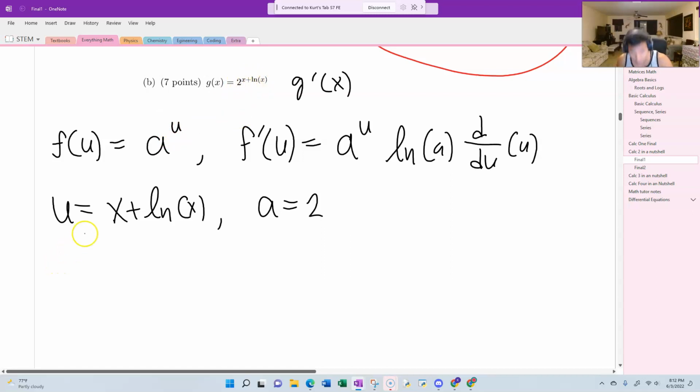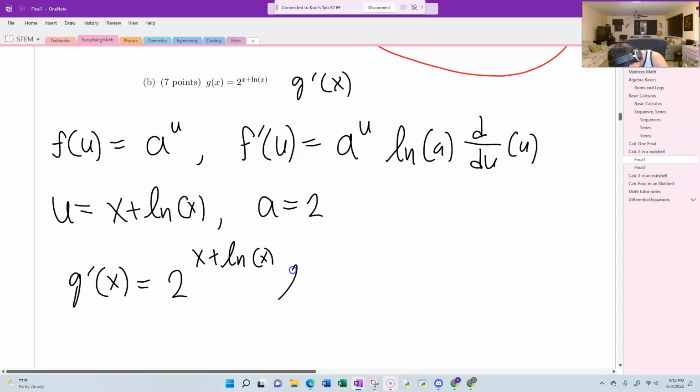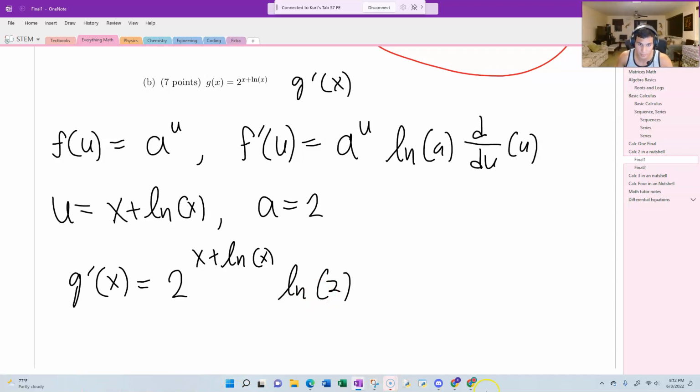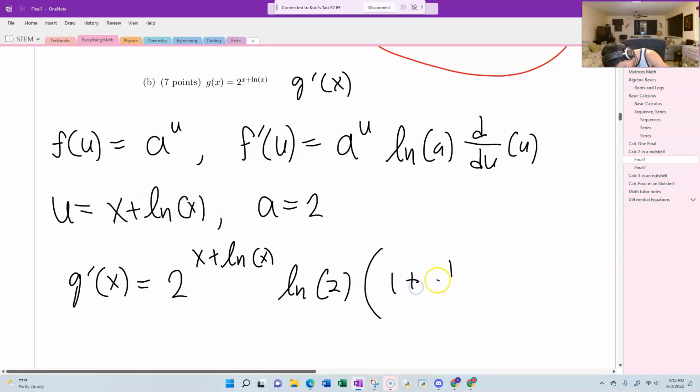So now, if we want to apply this exact formula, all we have to do is insert the values. So g prime of x is equal to what? 2 to the x plus ln of x, ln of 2, and then the derivative of this guy multiplied by the derivative of this guy. So what's the derivative of this guy? It's 1 plus 1 over x.